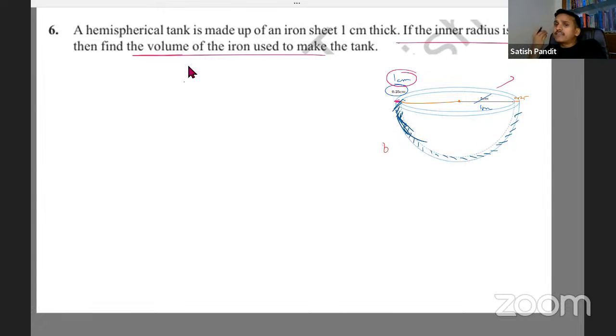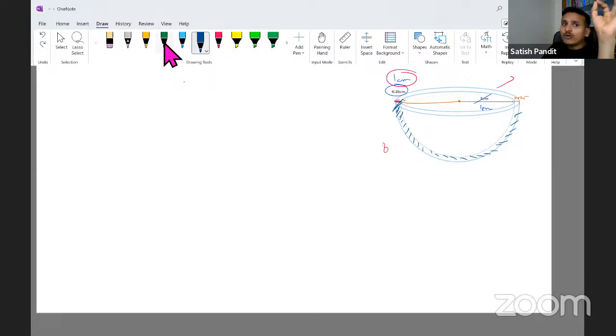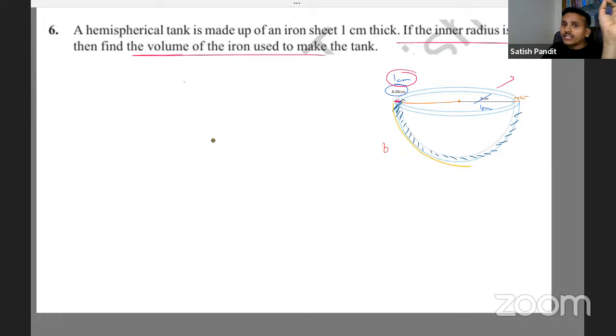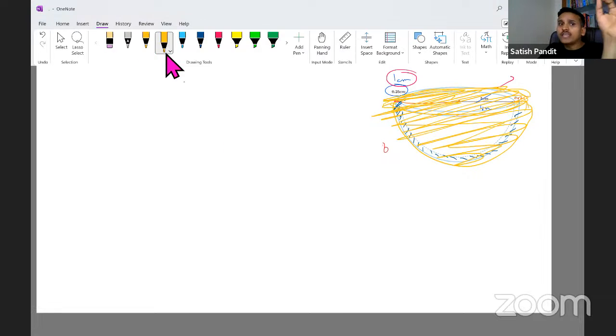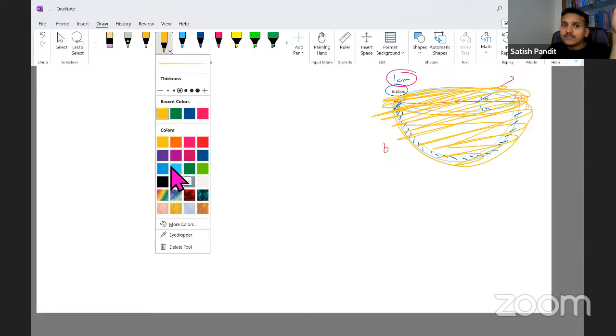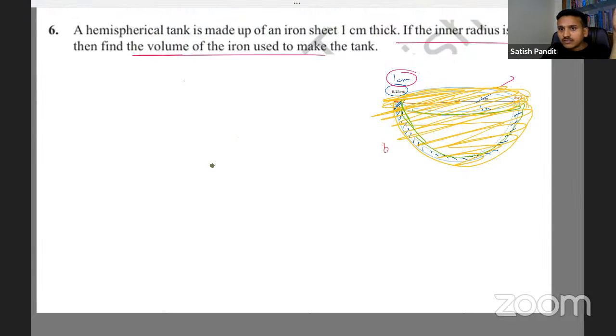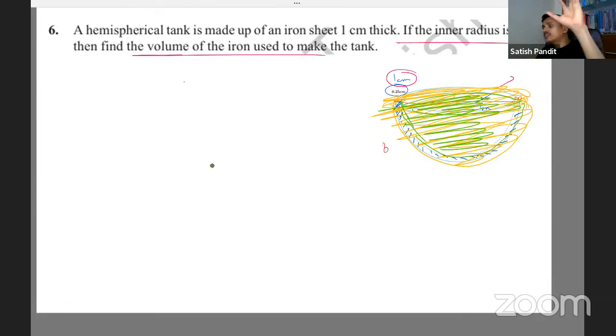How do we find it? Very, very simple. All of you look. First of all, we will find the volume of the hemisphere with outer radius. That means we'll find this. If you find this volume with outer radius, you'll get this much part, full. If you subtract the volume of the hemisphere with inner radius, if you subtract the inside part, you'll get the material used, right? Are you all getting or not getting?